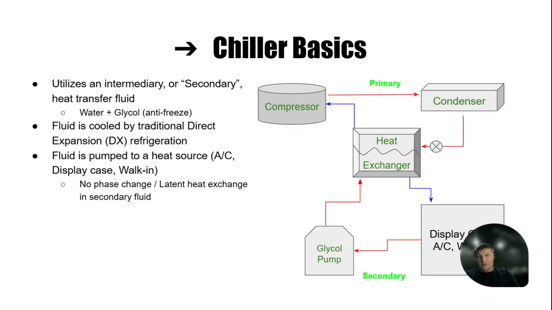First, we're going to go over some chiller basics. What a chiller does is utilize an intermediary or secondary heat transfer fluid. Think of water or water plus glycol, which is an antifreeze. This transfer fluid is cooled via direct expansion, DX refrigeration, and is pumped to a heat source. Think AC, display cases, walk-ins. One part of this is that in the secondary fluid, there's no phase change or latent heat exchange. It is exclusively sensible heat.